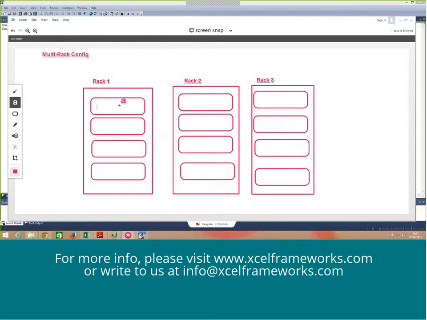Okay, so you have a data node here, DN1, so 2, data node 3, data node 4, data node 5, data node 6, data node 7, data node 8, then 9, 10, 11, and 12. Okay, so just visualize you have a 12 node cluster stacked across multiple racks.